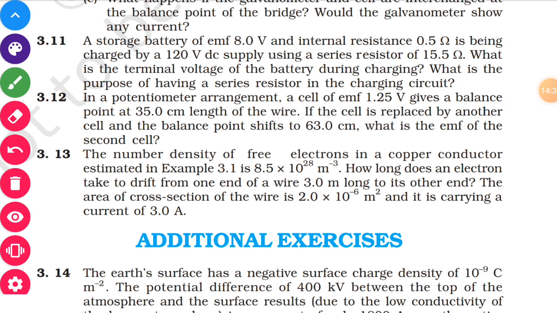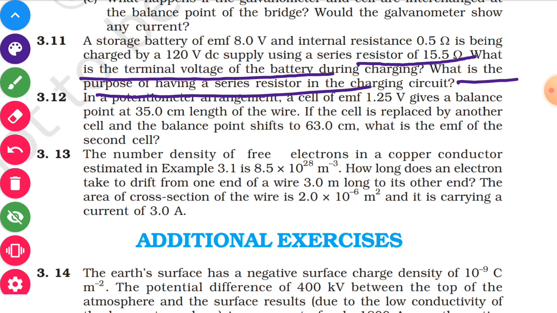3.11, a storage battery of 8 volt and internal resistance 0.5 ohm is being charged by a 120 volt battery. That is, a DC supply is charging the small battery of 8 volt whose internal resistance is 0.5 ohm, using a series resistor of 15.5 ohm that is kept to control the current in the circuit. What is the terminal voltage of the battery during charging? What is the purpose of having this series resistor in the charging circuit?